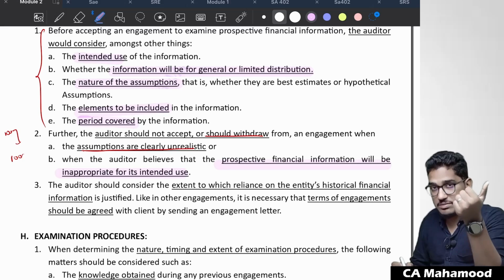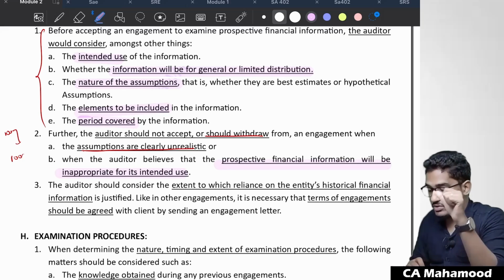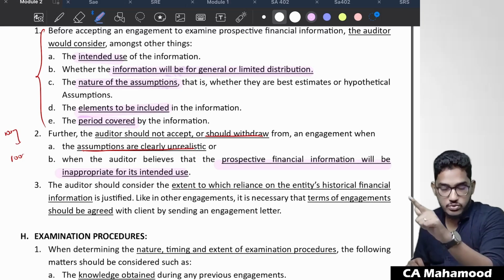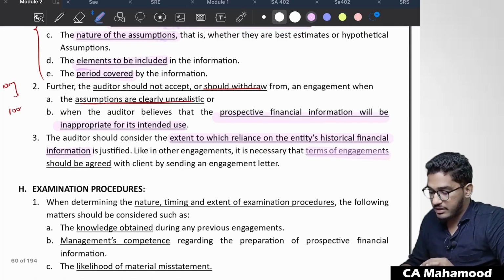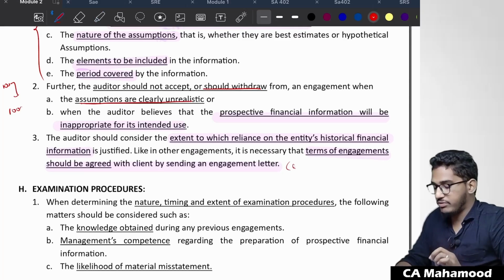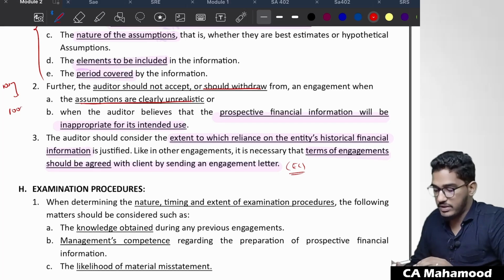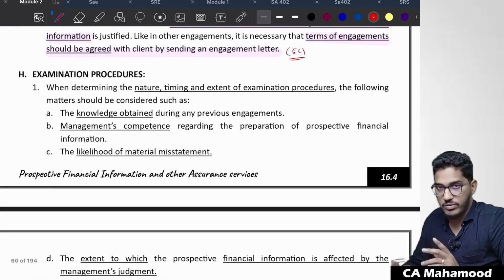When you come to know that the assumptions are completely unrealistic, and when the prospective financial information is not suitable for its intended use. Next, the auditor should consider the extent to which reliance on the historical financial information is justified. Like in other engagements, it is necessary that the terms of engagement should be agreed with the client by sending an engagement letter. Nothing but you have to draft your engagement letter as well. As a student, you also have to draft the engagement letter.